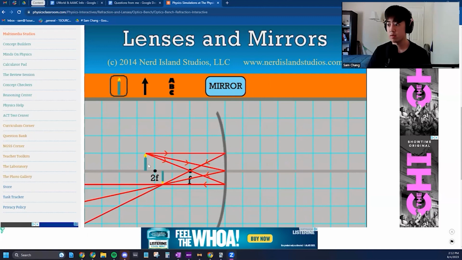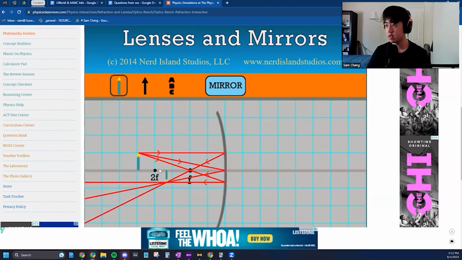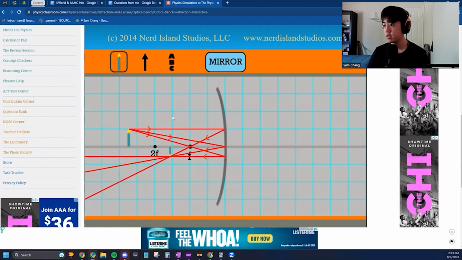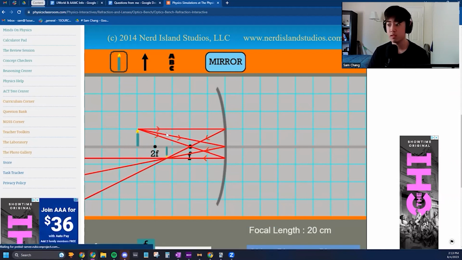Yeah. Okay. All right. So 2F is just the center point of the mirror, just in case you were confused about that. So this is just illustrating where the rays would converge if you had the image at any one of those 3 points.